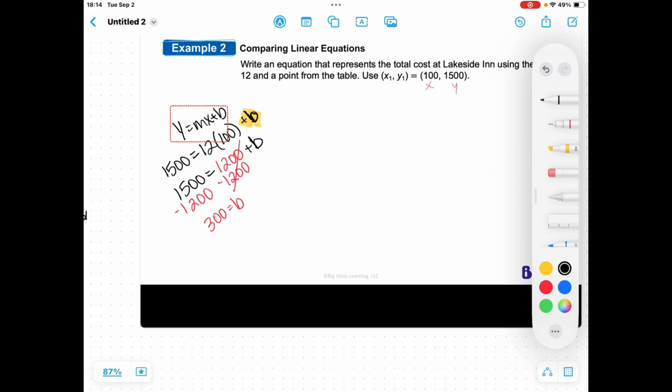So after you get that, keep in mind slope is still 12. That doesn't change. Your b is 300. Therefore, your equation for that line will be y equals 12x plus 300, where that 12 is your slope, and that 300 is going to be basically your initial price. So we've done all this work. What exactly does that mean? Well, we can now compare both of our equations.